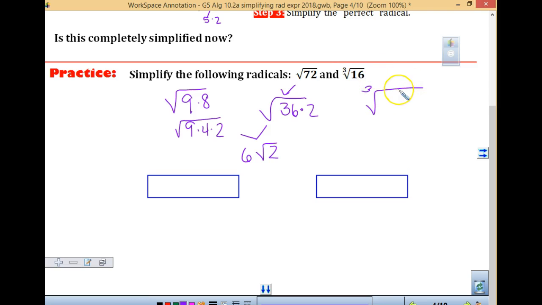So now let's do the cube root of 16. Gavin, how are you going to start the cube root of 16? How are we going to factor 16 into a perfect cube?